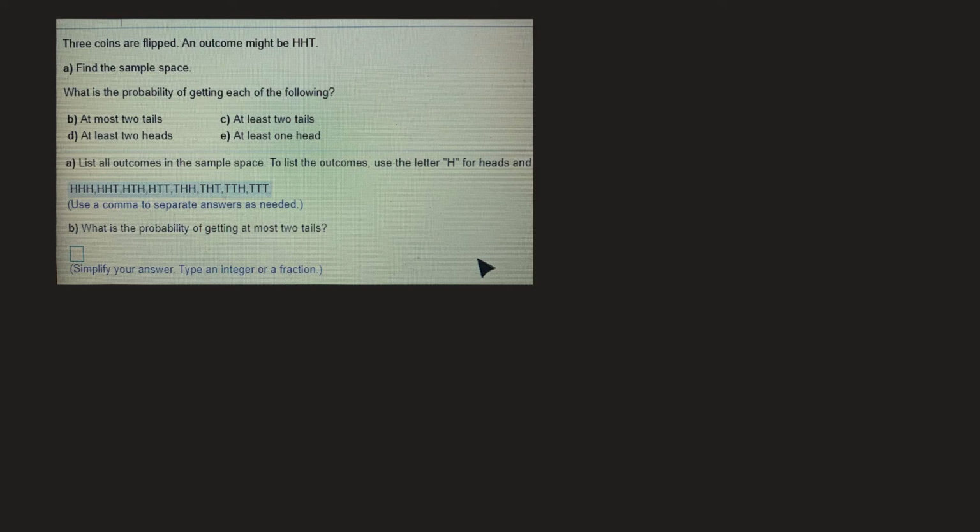All right, here's a good question. It's a probability question, and I want to figure out how many ways something can happen over the total ways of things happening. So it says three coins are flipped. They say find the sample space. The fastest way that I've found to find sample space is to do this.